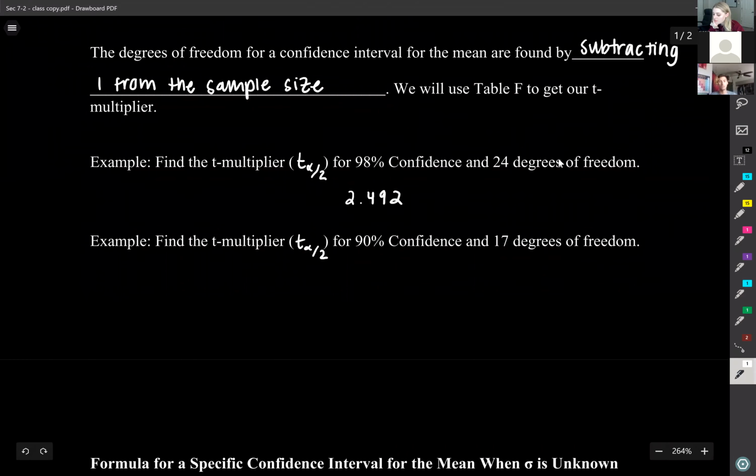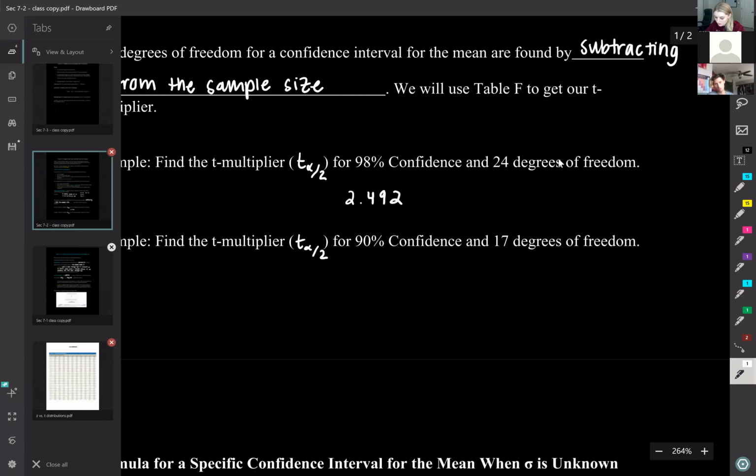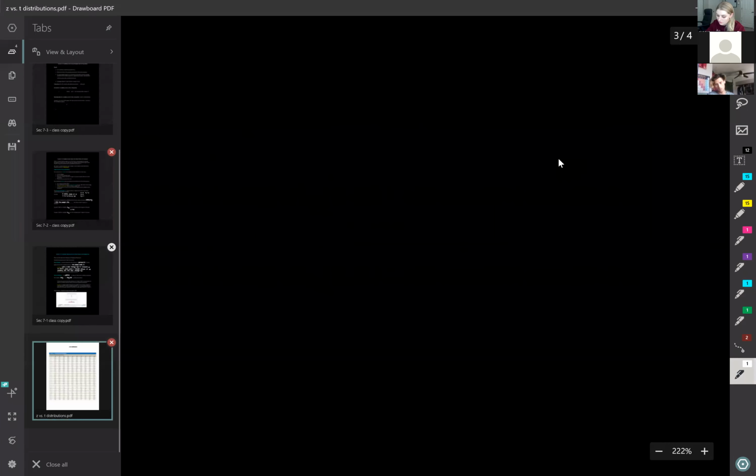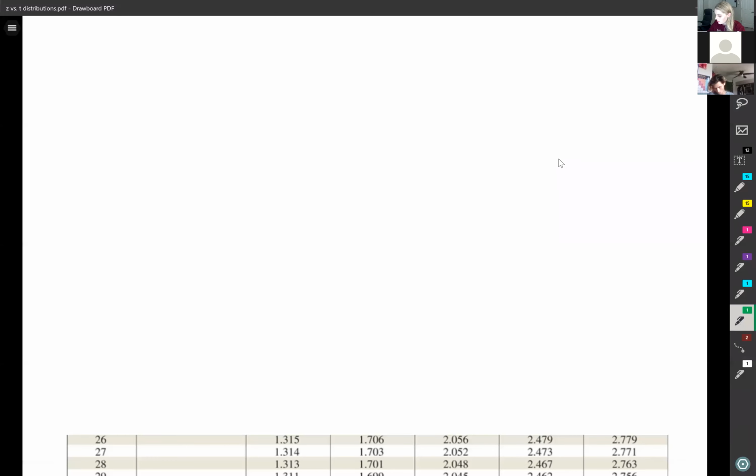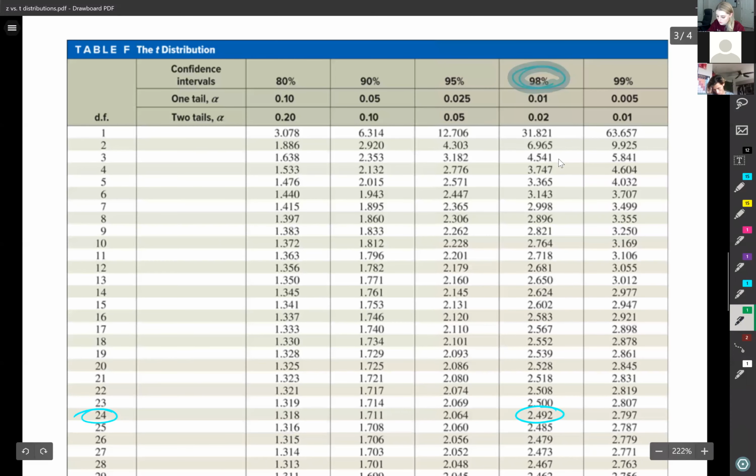The next one wants you to find the t multiplier for 90% confidence and 17 degrees of freedom. So let's come back to our chart. We want 90% and 17 degrees of freedom. I'm going to let you use the chart, locate what this number would be, and then chat me your answer when you get it. We should all be pros at reading charts by now.